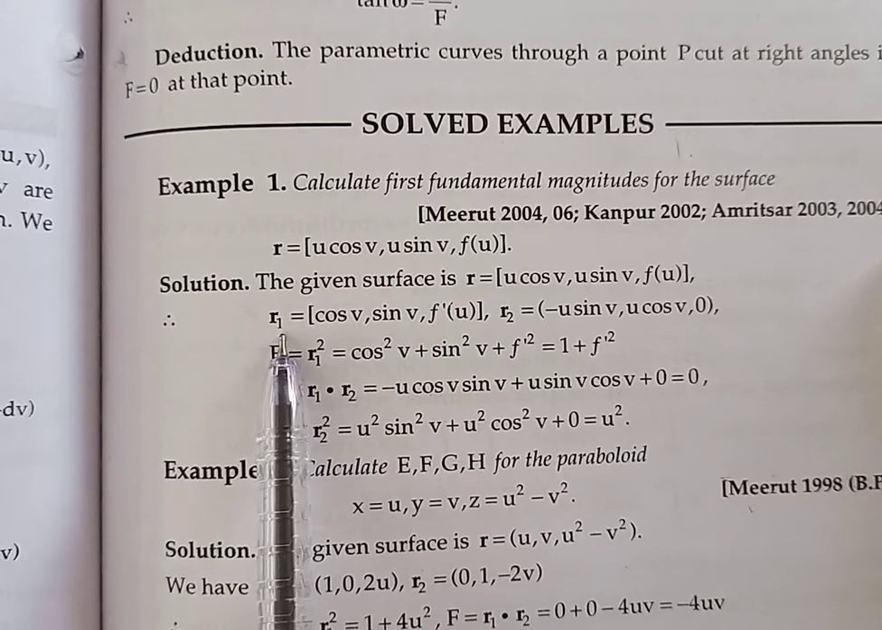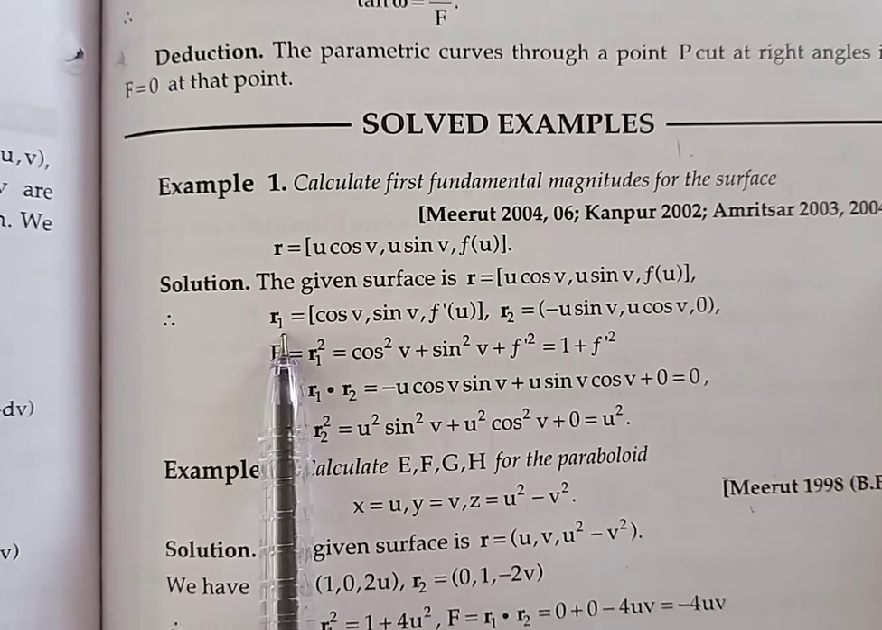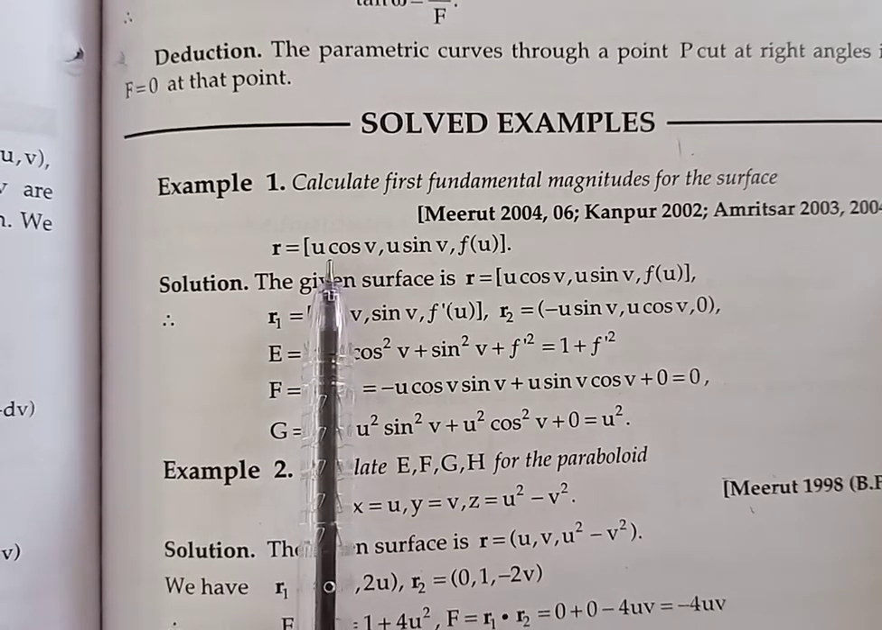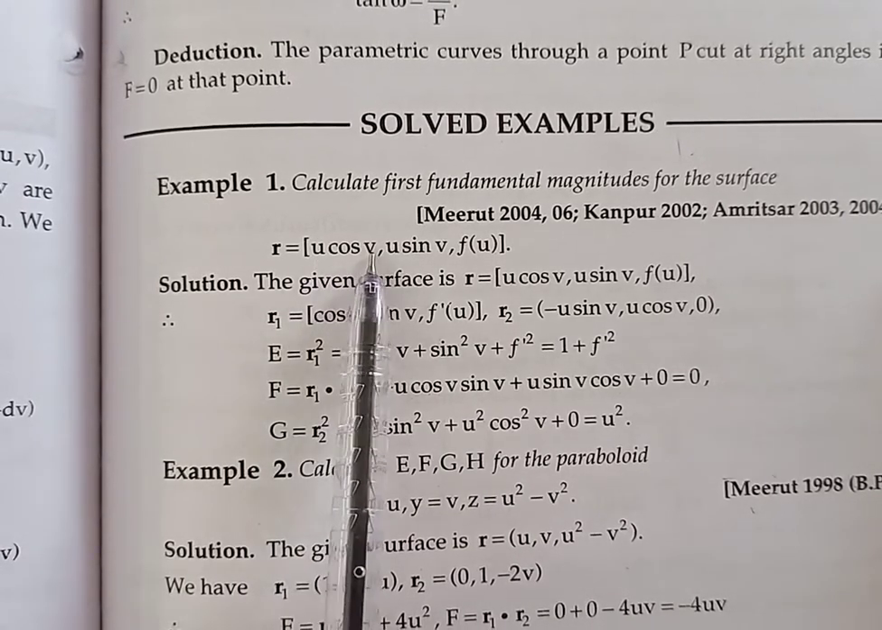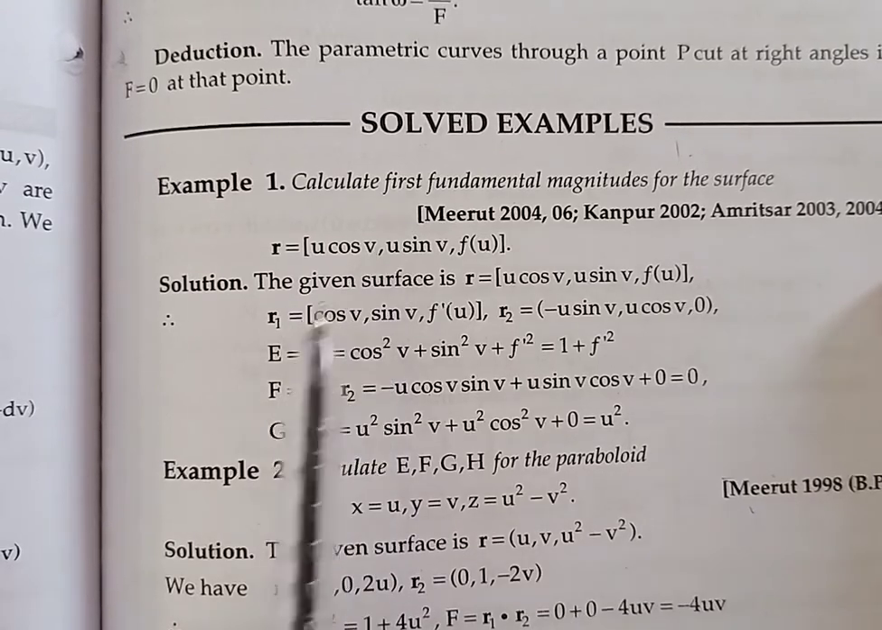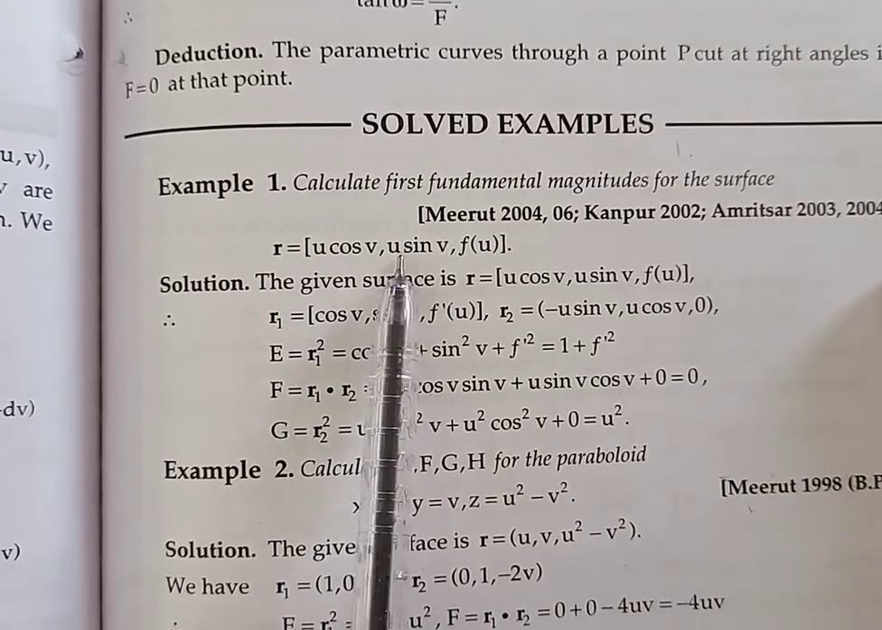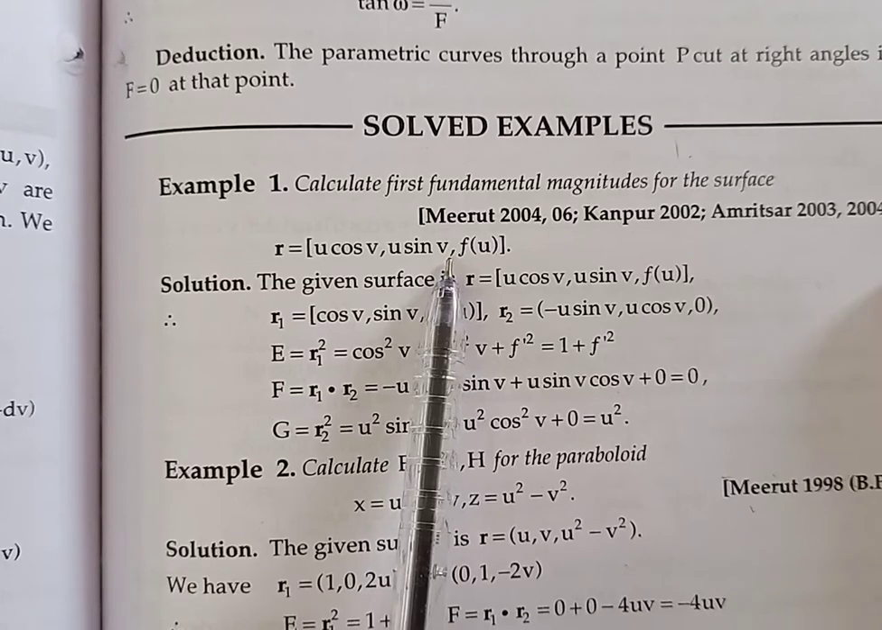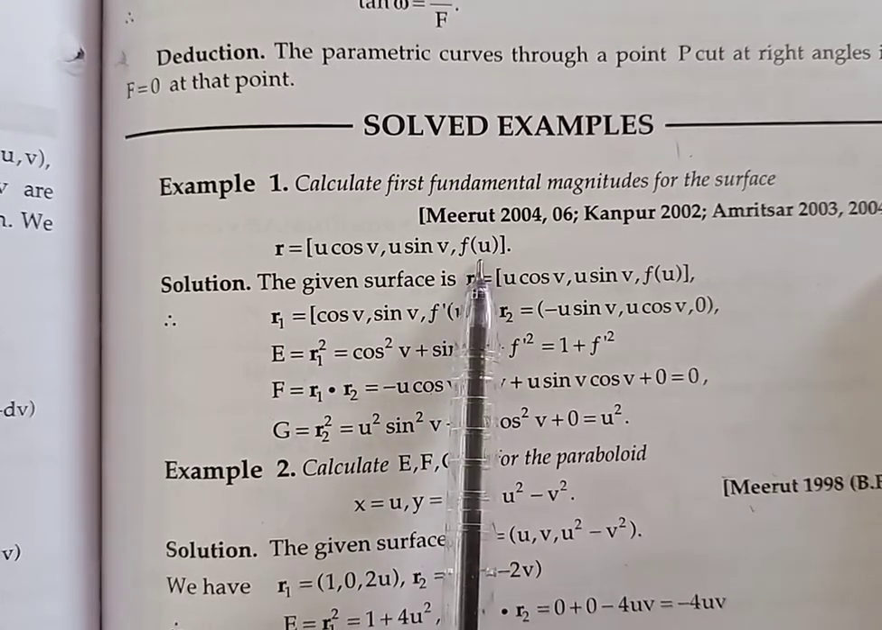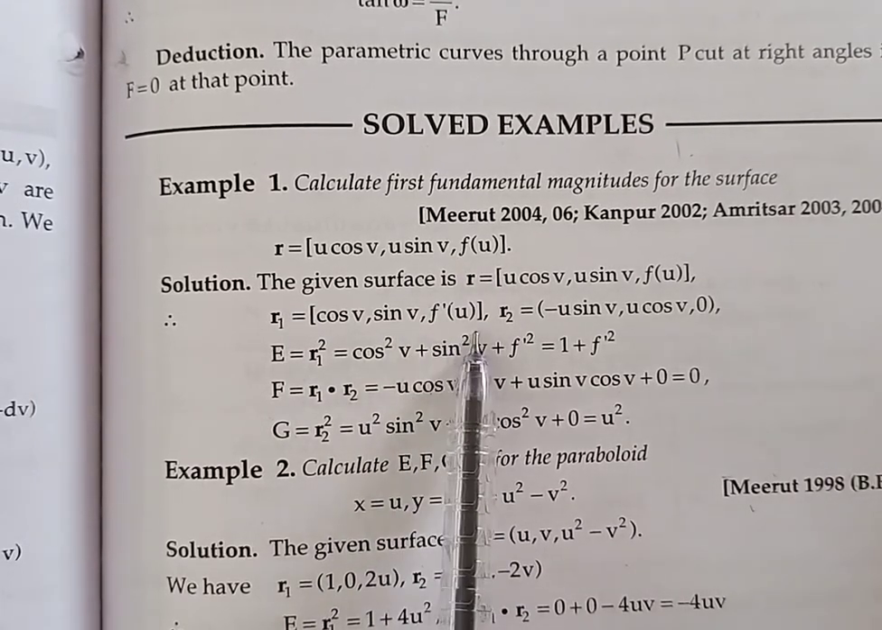Now the vector r1 means the partial derivative of vector r with respect to the parameter u. So the partial derivative of u cos v with respect to u is cos v. The partial derivative of u sin v with respect to u is sin v. The derivative of f of u is f dash u.